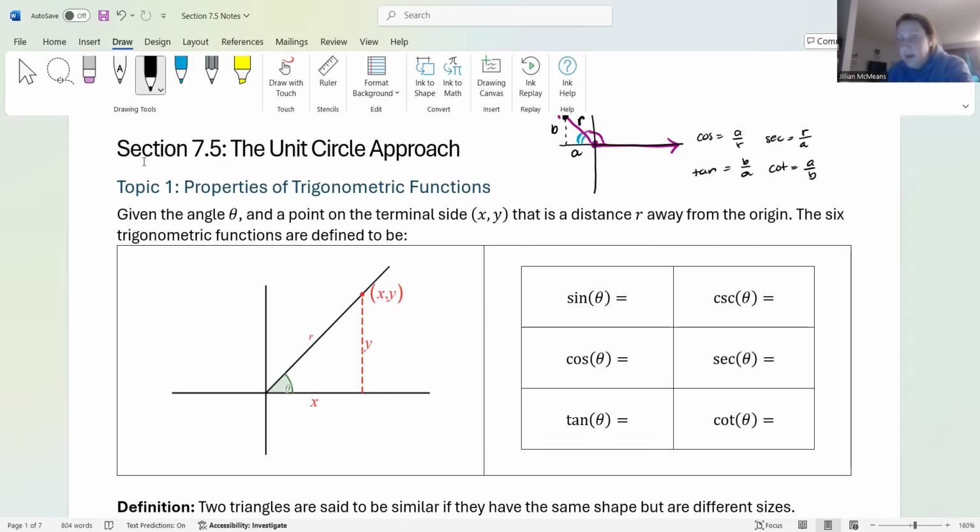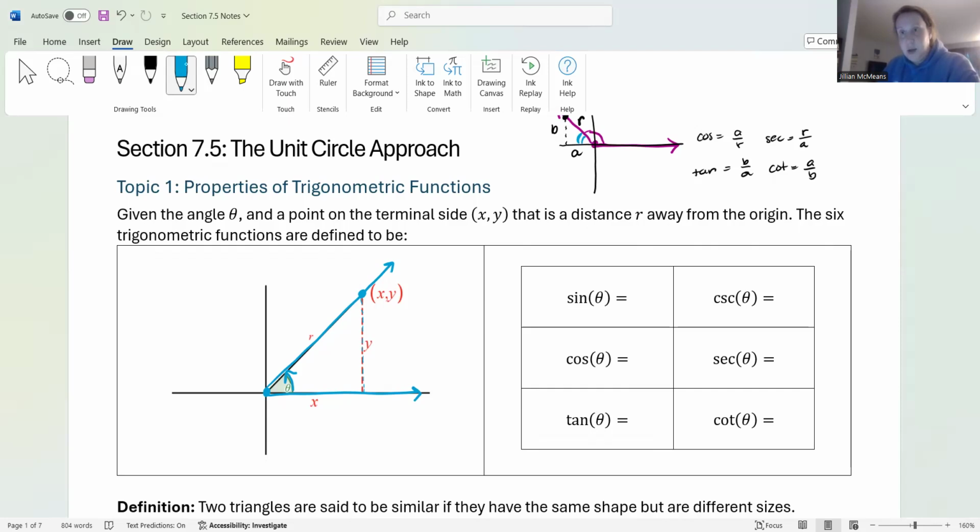Okay, so we have this image here. Let's go ahead and draw our angle. So standard position, we have the origin where the vertex is, the initial side is on the positive x-axis, and we sweep open in the counterclockwise direction, and we have our terminal side, and we have this point xy on the terminal side. Well, what we can do with this is we can essentially create a right triangle.